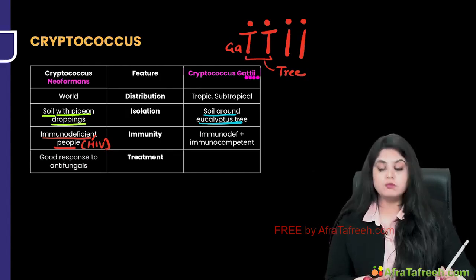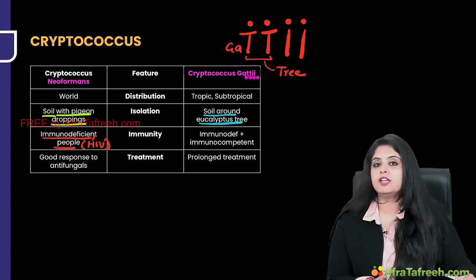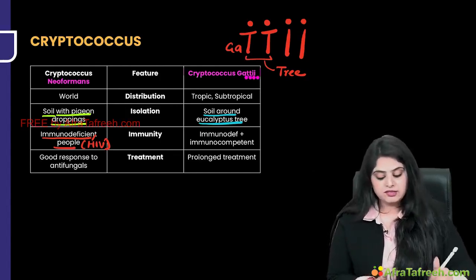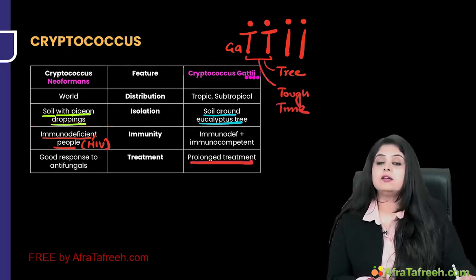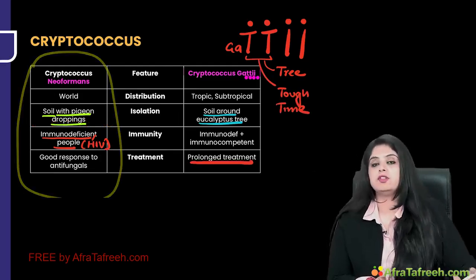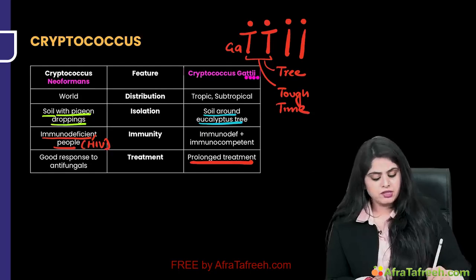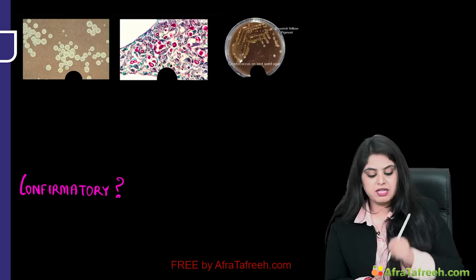Thankfully, Cryptococcus neoformans has a good response to antifungals, and this gattii is going to give me a tough time. Everything was with T, so this is going to give me a tough time because this is going to be resistant, that is going to require a prolonged treatment. So basically what we always have in HIV patients is Cryptococcus neoformans. And what is the disease that I'm talking about? We usually refer to meningitis. So let's assume that we have a Cryptococcus meningitis case.